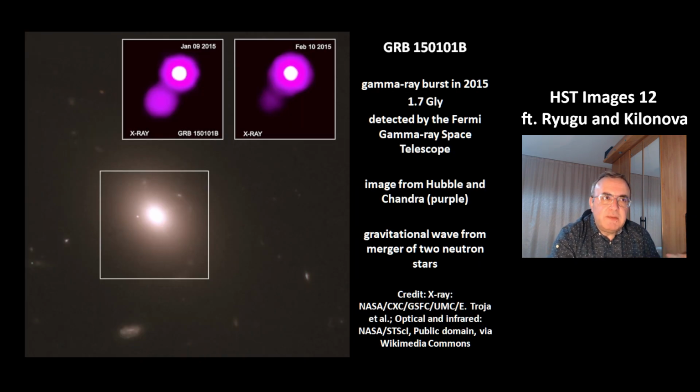This is another such event, GRB, Gamma Ray Burst 150101b. This happened in 2015 at a distance of 1.7 billion light years. And it was detected by the Fermi Gamma Ray Space Telescope. This is a picture from the Hubble Space Telescope, and at the top, that's pictures from the Chandra telescope. And again, there was a gravitational wave from the merger of the two neutron stars.